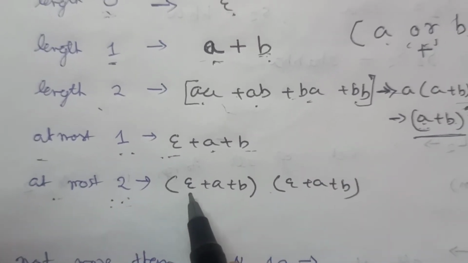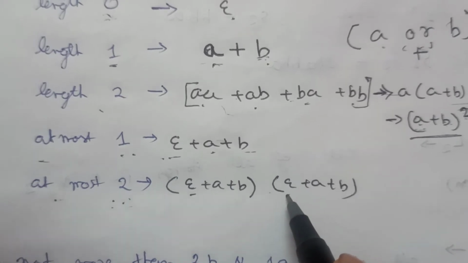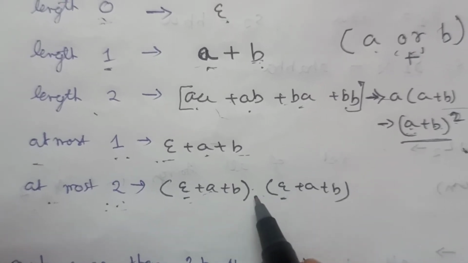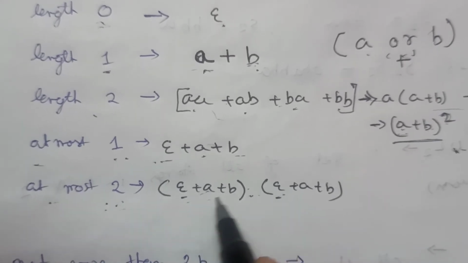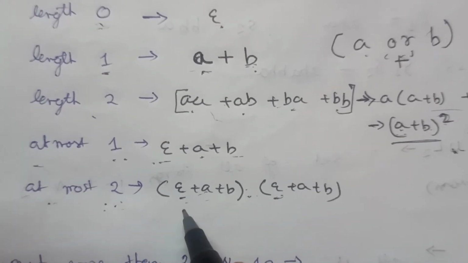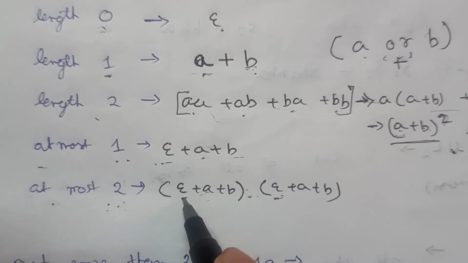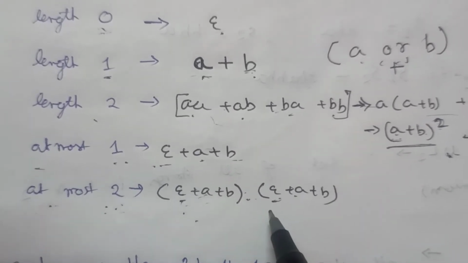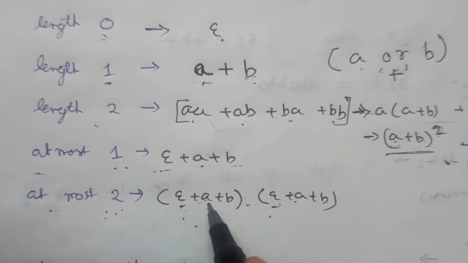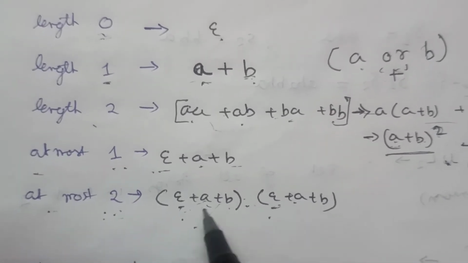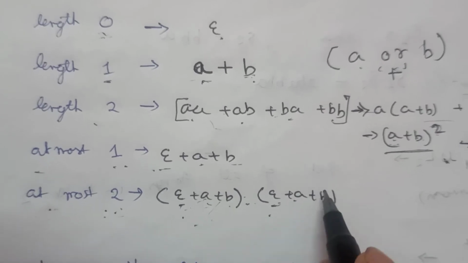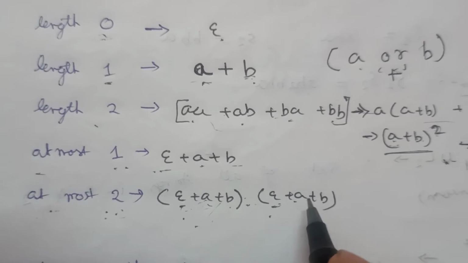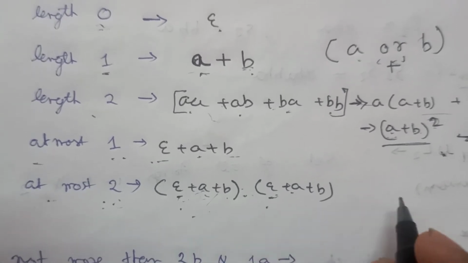So if we take null from here and null from here, there is concatenation between these two. If you take null from both of them, then it will be null, so it will be length 0. If you take null from one of them and a or b from the other, then it will be length 1. And if we take a or b from both of them, from here we can take a, here we can take b, or from both I can take a, or from both I can take b. So it will be aa, ab, ba or bb. Then it will be length 2.